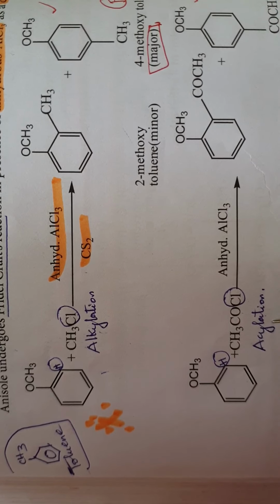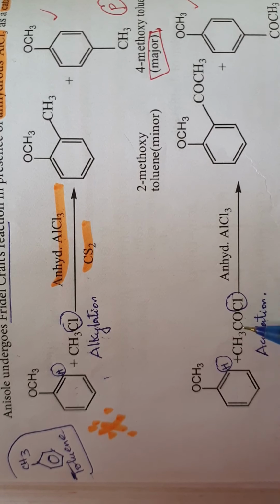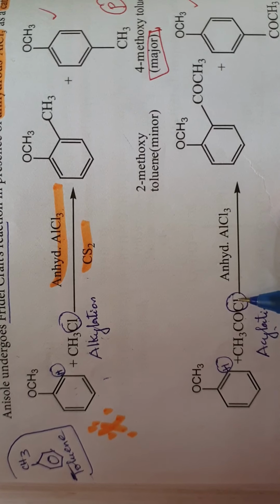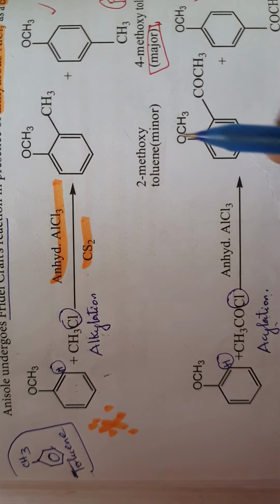Always remember that a Friedel-Crafts reaction requires a benzene group or a compound containing a benzene ring. Here it is anisole, which contains a benzene ring. It reacts with an alkyl halide or an acyl chloride. CH3COOH is called acetic acid; from acetic acid the OH group is removed and a Cl group gets attached. So this is acylation. This happens in the presence of anhydrous AlCl3 as a catalyst.